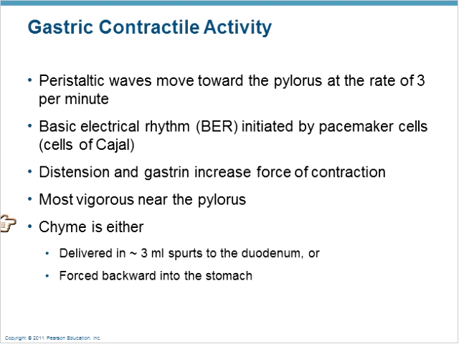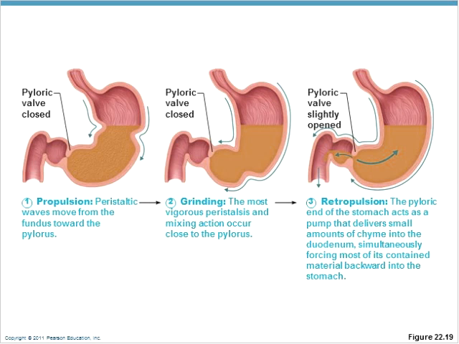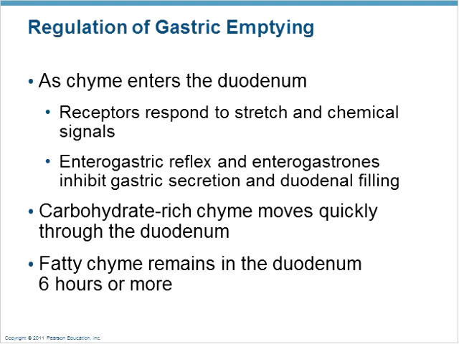The chyme, the churned up food, if you will, is either delivered in 3 milliliter spurts to the duodenum or forced backward in the stomach for rechurning. And you can see how that works. There's the pyloric valve closed, and propulsion: peristaltic waves move from the fundus toward the pylorus. Then the grinding: the most vigorous peristalsis and mixing occurs at the pyloric area. And finally, the retropulsion, which pushes things back from the pylorus into the stomach. It acts as a pump that delivers small amounts of chyme into the duodenum, but simultaneously forces most of its contained material backward into the stomach for yet more churning.